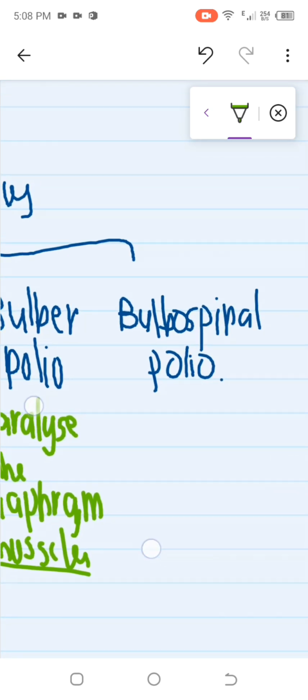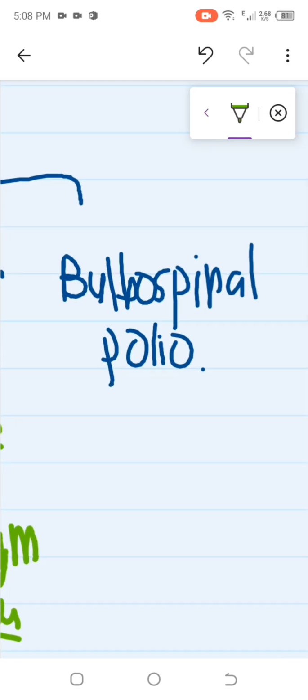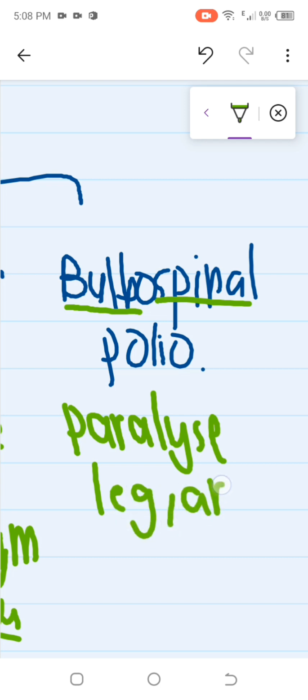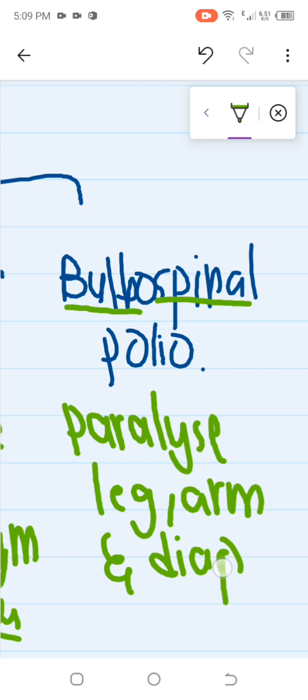Okay, and now you can see bulbospinal polio. This is basically the combination of the two polios, bulbar polio and spinal polio. So this means it paralyzes the leg and arm muscles, and with that it also paralyzes the diaphragm muscles.